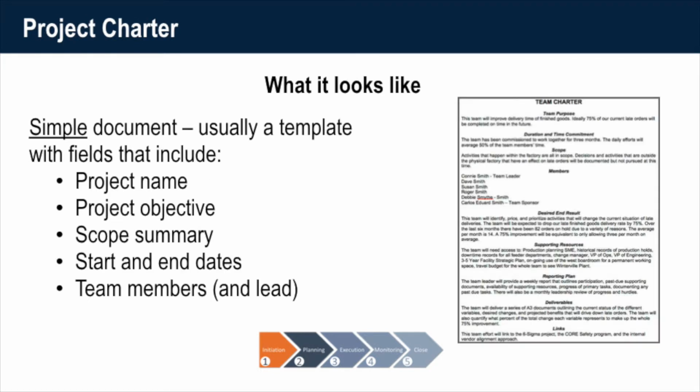So here's what it looks like. Typically, it's a simple document, ideally on 1 page alone. Usually, an organization will define a template, so a school might create its own template that aligns to some of the needs that they have. But some of the basic fields include project name, objective, a scope summary, start and end times, team members and lead. And typically, there's at least some identification of resources. And so this should feel familiar because we just talked about things that make up that triple constraint.